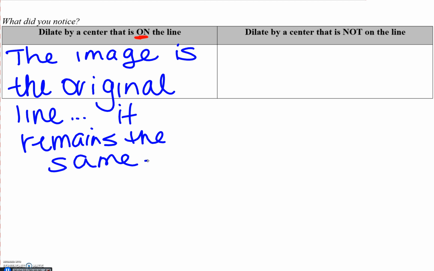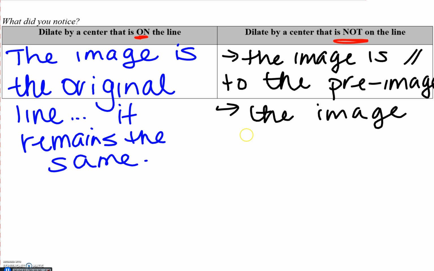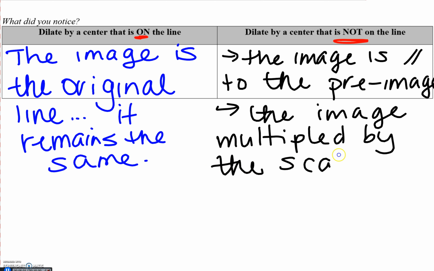Now to the right, it says dilate by a center that is not on the line, which was our first example. In our first example, we should have noticed that the image is parallel to the pre-image, and that the image was also multiplied by the scale factor to the original to create that image.